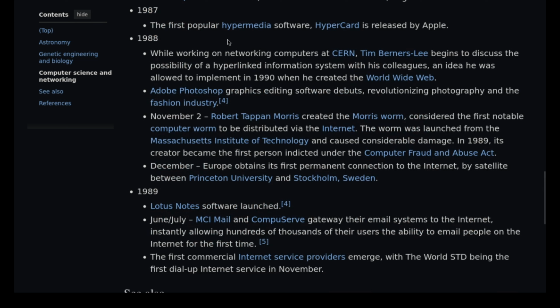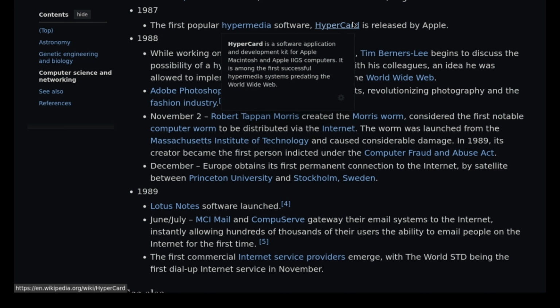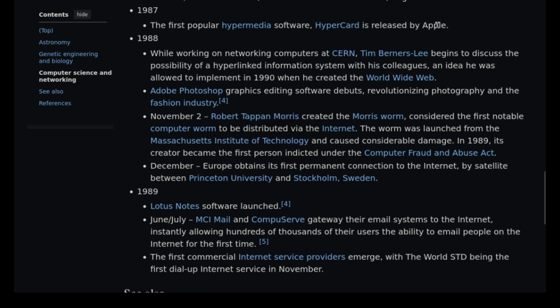I'm not sure. 1987, the first popular hypermedia software, HyperCard, is released by Apple. Hypermedia, an extension of hypertext, is a nonlinear medium of information that includes graphics, audio, video, plain text, and hyperlinks. This designation contrasts with the broader term multimedia, which may include non-interactive linear formats. So I'm not sure what hypermedia software was. HyperCard is a software application and development kit for Apple Macintosh. So I feel like this listing is here because the history of Apple is reasonably well documented, but I'm not sure I recall hypermedia. I mean, I remember multimedia CDs, but I'm not certain what hypermedia is.